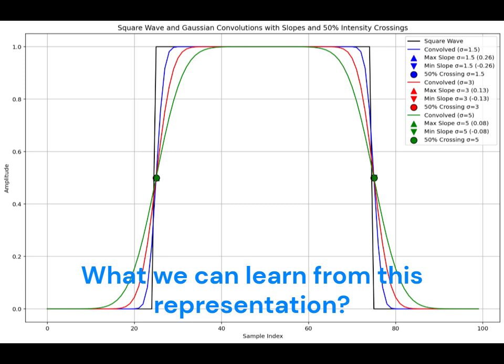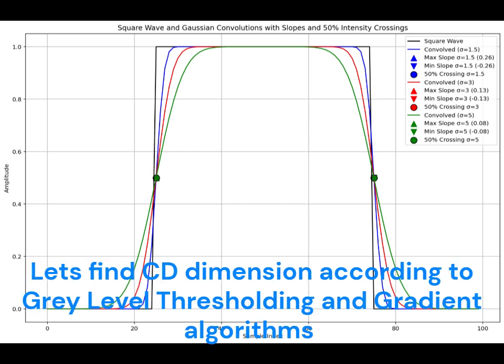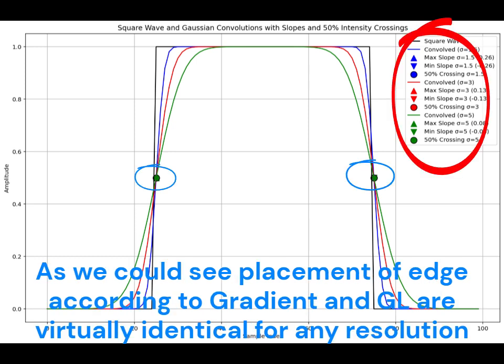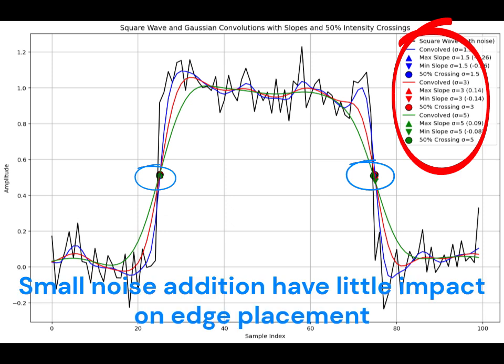What can we learn from this representation? Let's find CD dimension according to gray level, thresholding, and gradient algorithms. As we could see, placement of edge according to gradient and GL are virtually identical for any resolution. Small noise addition has little impact on edge placement.